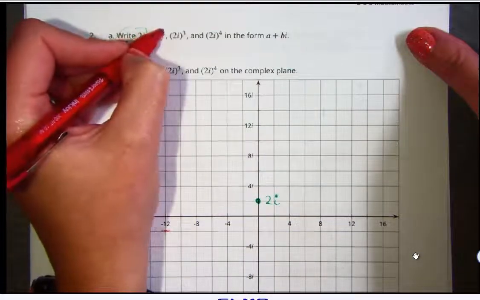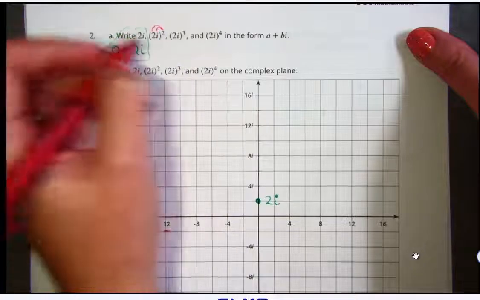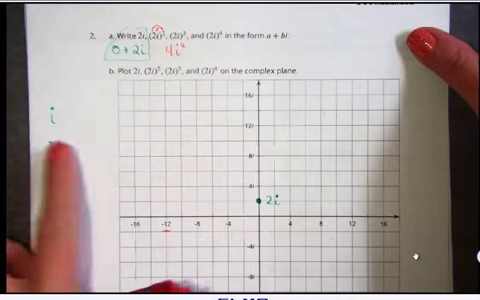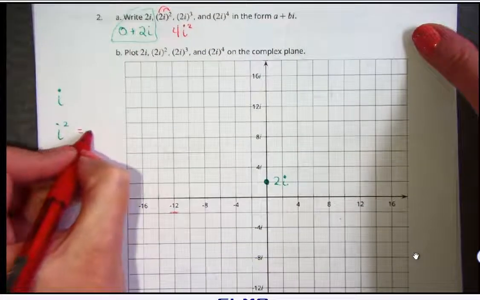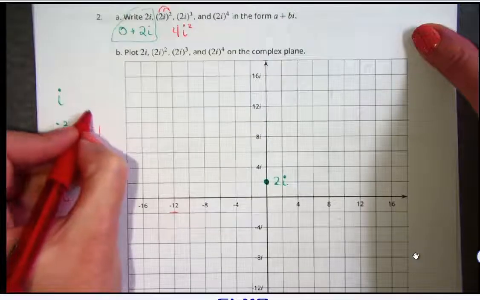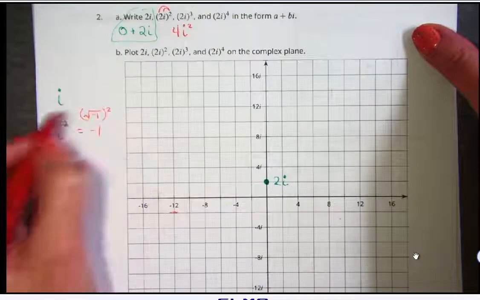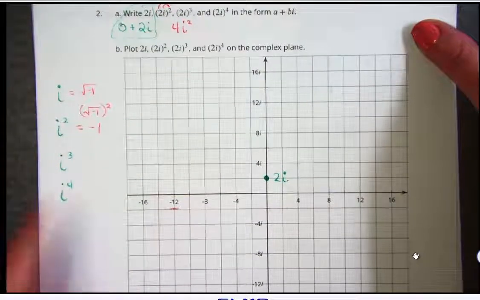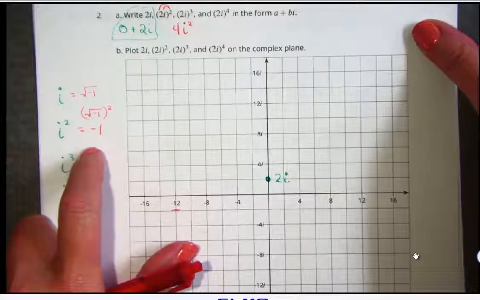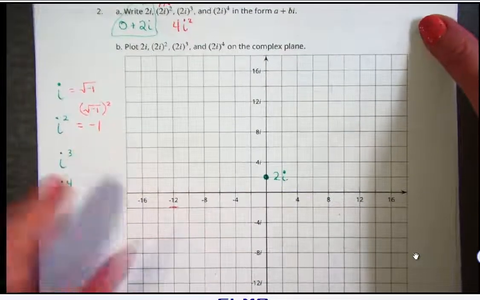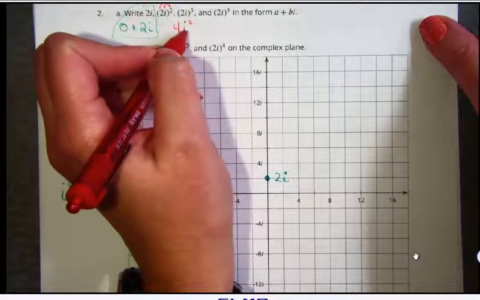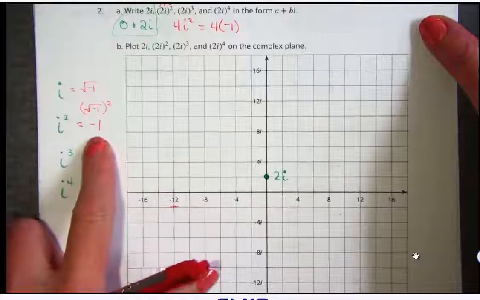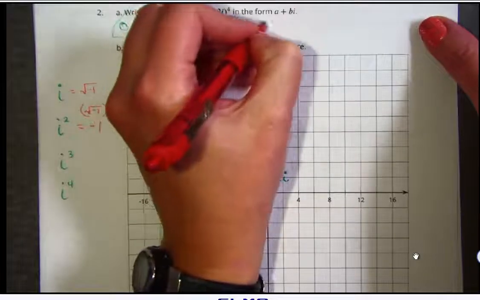2i squared. 2 squared is 4, and then i squared, if you remember in our warm-up, i squared equaled a negative 1. That's because we took the square root of negative 1 and we squared it. i is the square root of negative 1. So the square root of negative 1 squared is negative 1. So 4 times i squared, 4 times negative 1 gives us a negative 4.